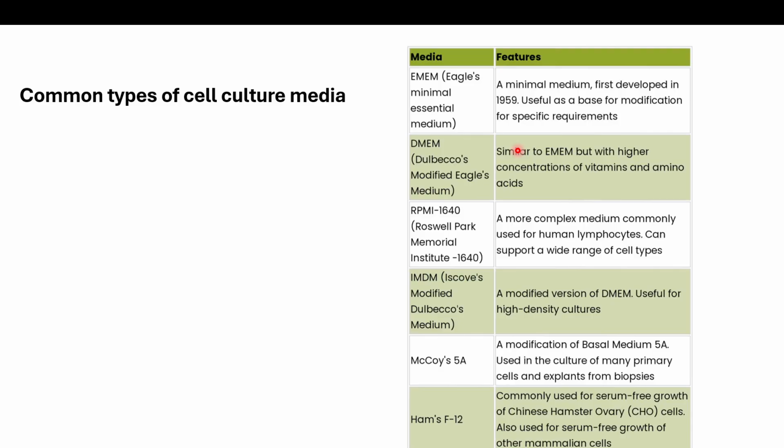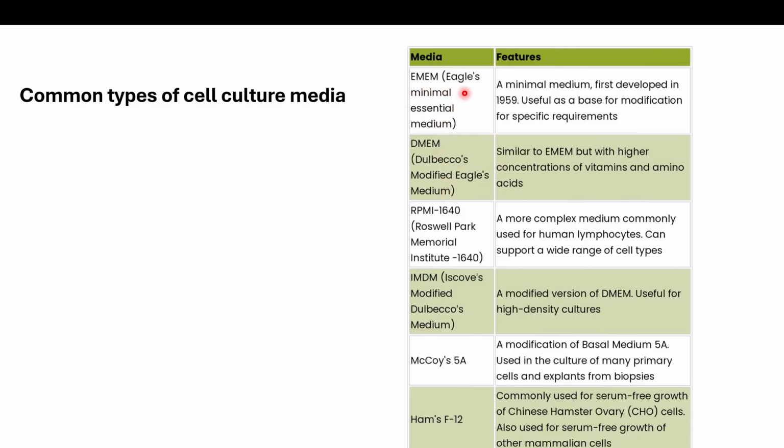Now, what are the common types of cell culture media? These are, again, company names. Whatever company has started preparing these media, this is what it's named after. So just to give you a flavor of how it looks, what are the names predominant in the market, that's why I've made this table. This is just for a brief exposure of what the names are.